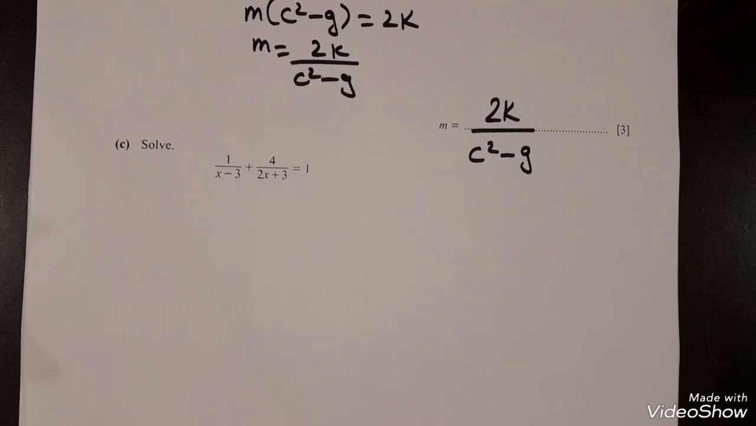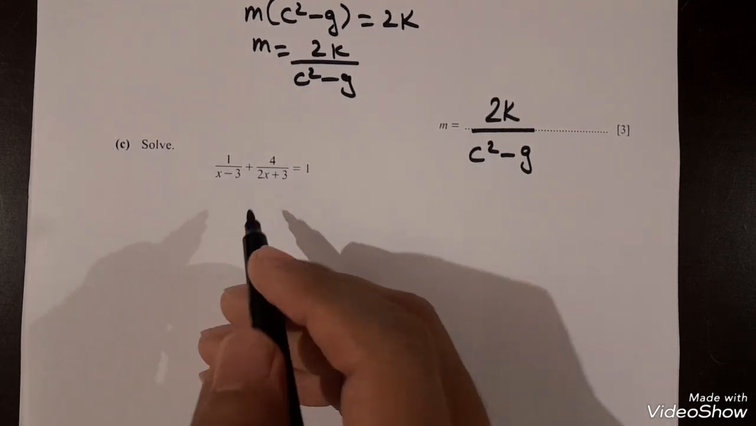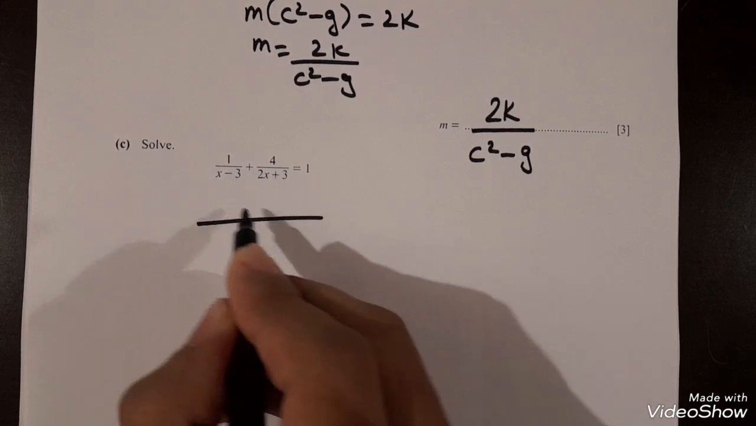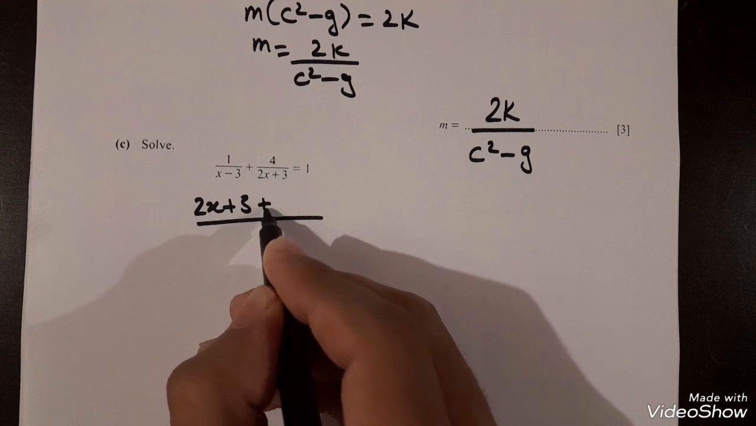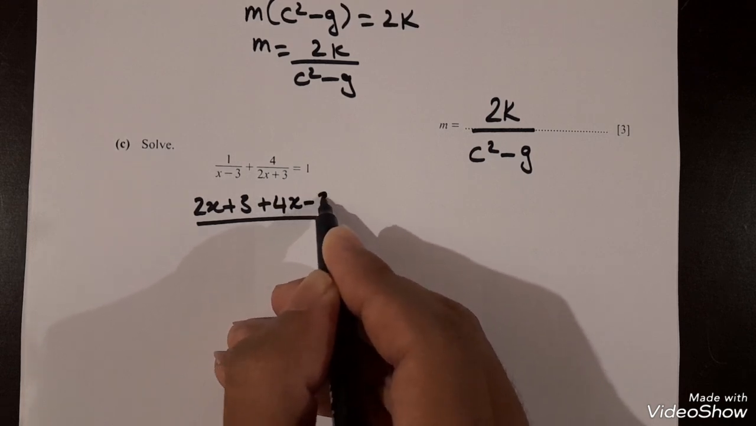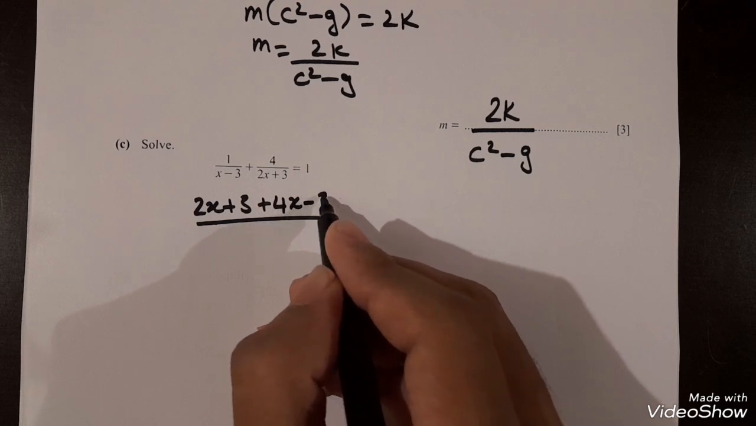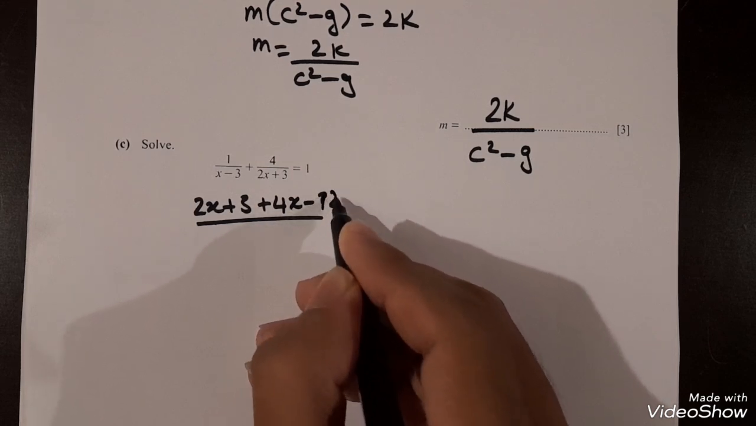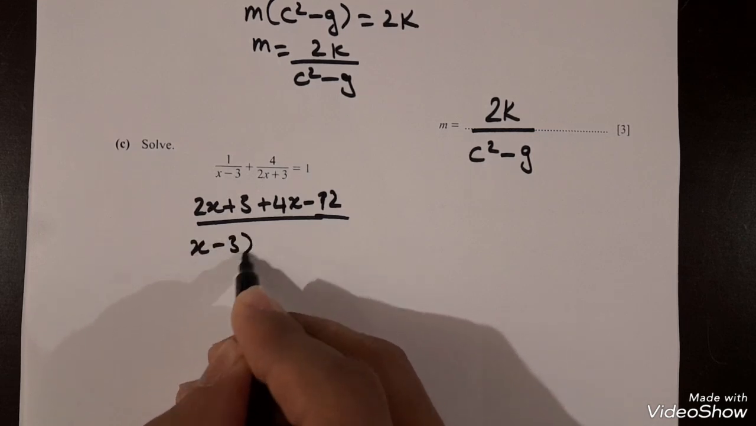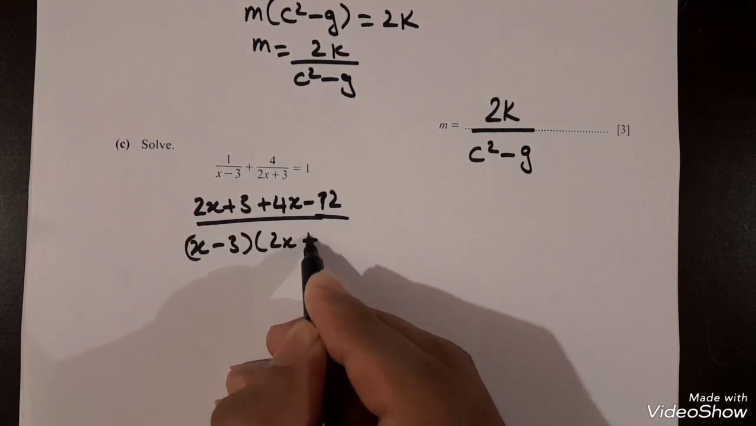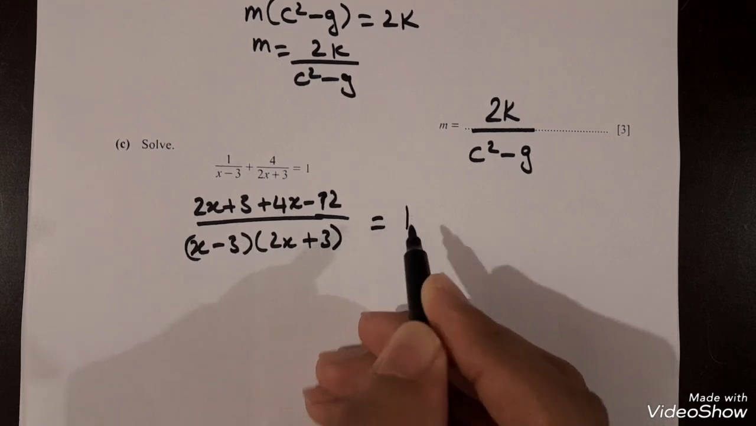Then part C states, solve this equation. So what we will do is first make the denominator the same. So we will write 2x plus 3 plus 4x minus 4 times 3, which is 12, divided by x minus 3 and 2x plus 3, is equal to 1.